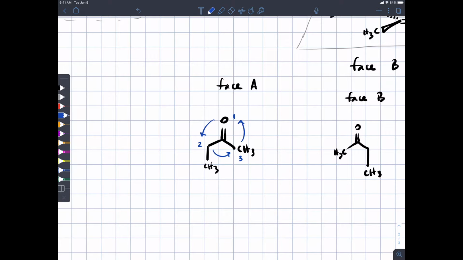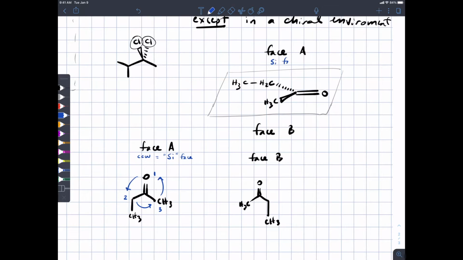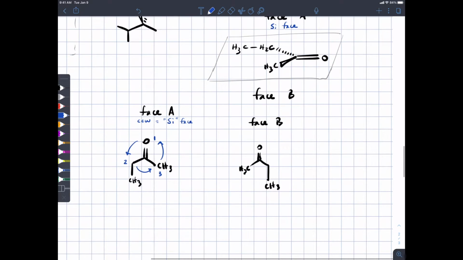That's counterclockwise, going from 1 to 2 to 3, and so we call that the psi face, S-I. I didn't make this stuff up, I'm sorry. So this is the psi face of the ketone, and 1, 2, 3 clockwise, this is called the re face.